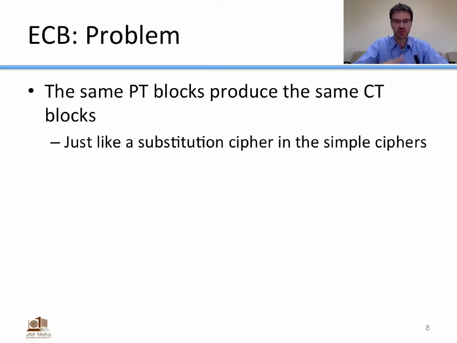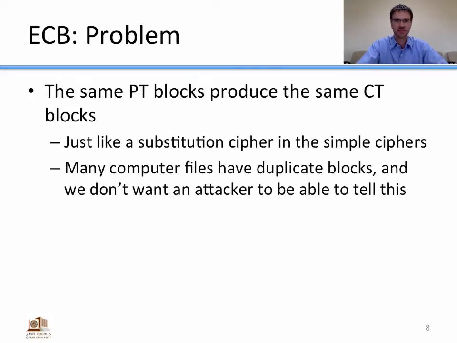And this allowed people to perform frequency analysis attacks against a substitution cipher. Well, people can do the same thing against an ECB cipher. It's just a different idea because we're dealing with bits and entire pieces of computer files instead of just individual letters. But many computer files or other things you might want to encrypt on a computer already have duplicate blocks. By default, it's just normal that they would have duplicate blocks.